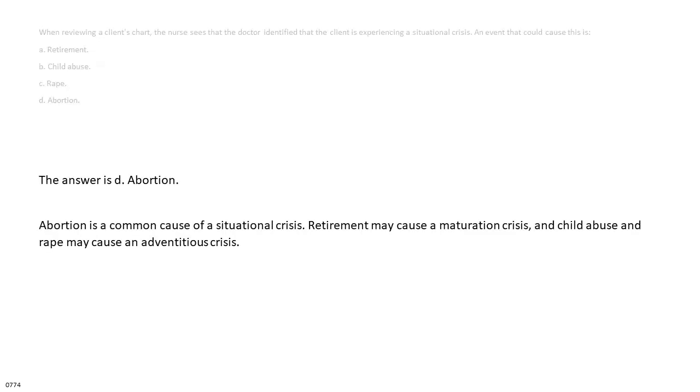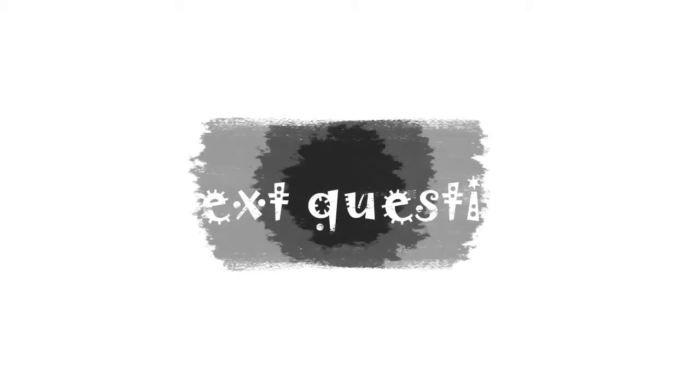The answer is D. Abortion. Abortion is a common cause of a situational crisis. Retirement may cause a maturation crisis, and child abuse and rape may cause an adventitious crisis.